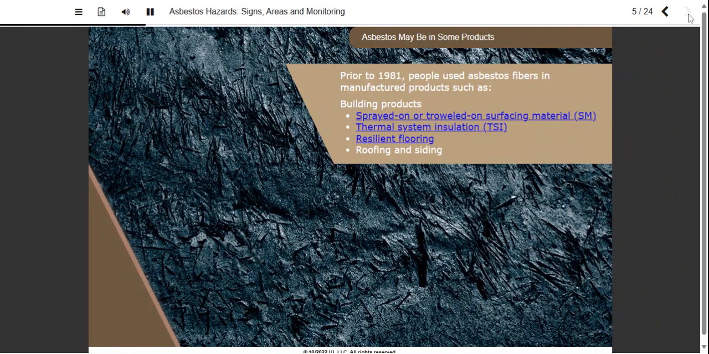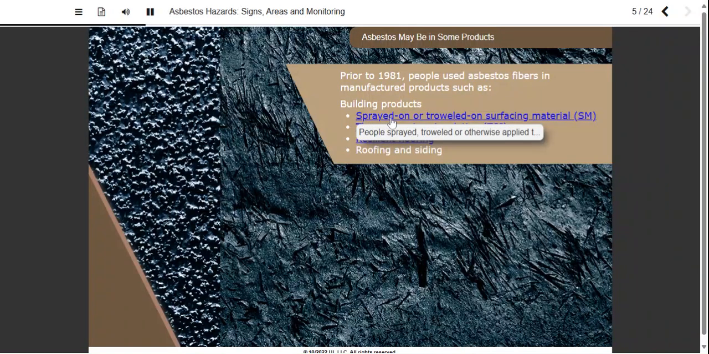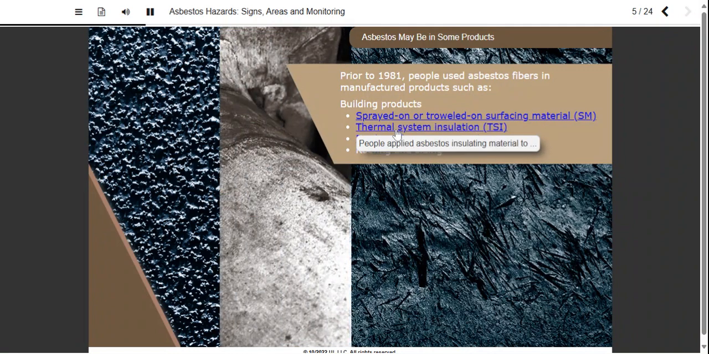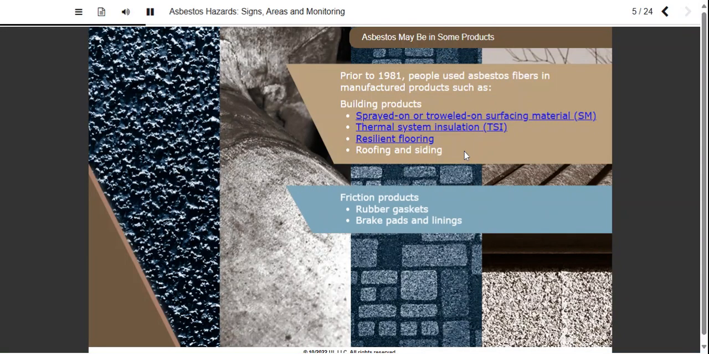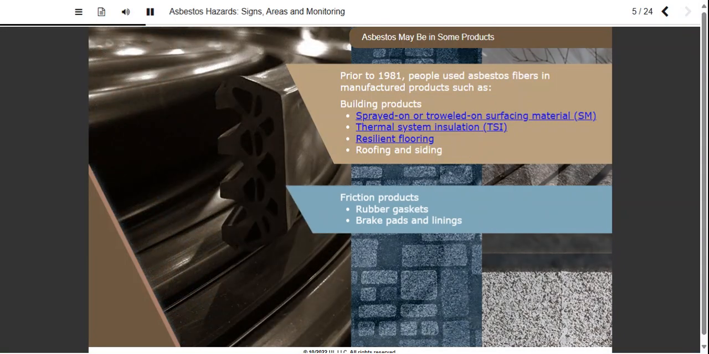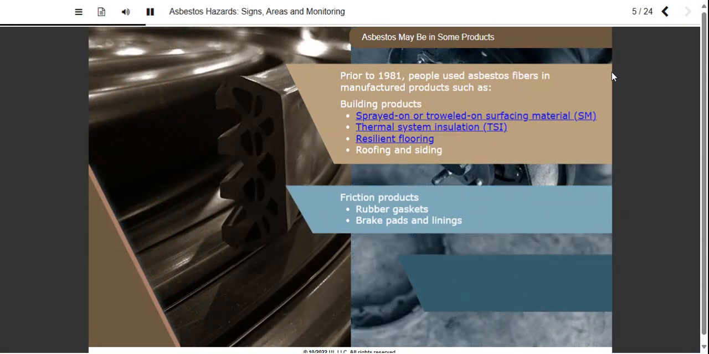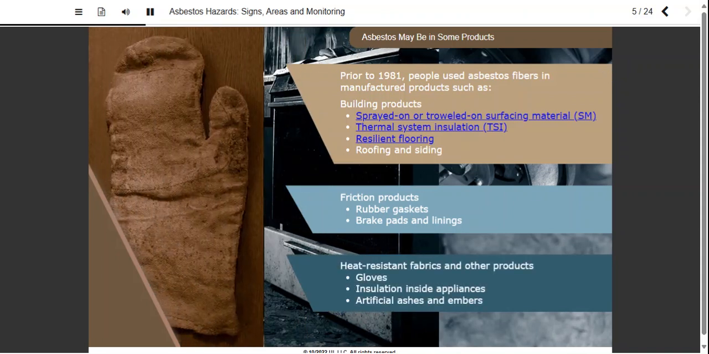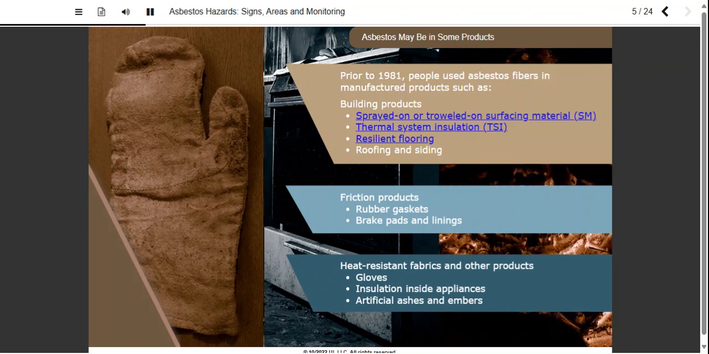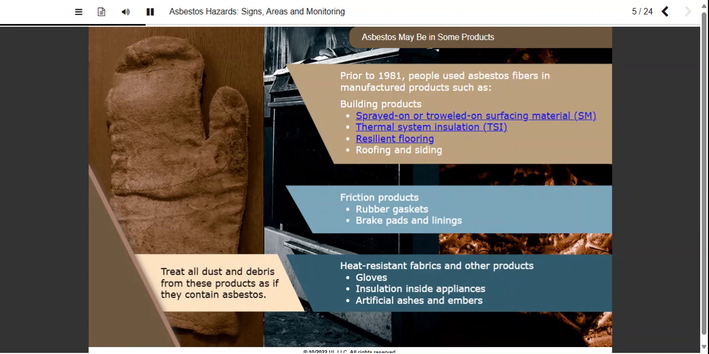If they were installed before 1981, any of the following products may contain asbestos. Building materials, including sprayed-on or troweled-on surfacing material, thermal system insulation, resilient flooring, and roofing and siding. Friction materials, such as rubber gaskets, brake pads, and linings. And heat-resistant fabrics and other products, such as gloves, internal appliance insulation, and artificial ashes and embers. Treat all dust and debris from these products as if they contain asbestos.